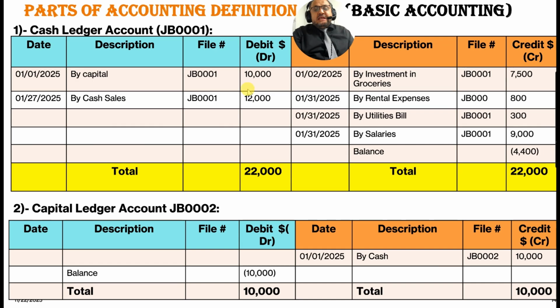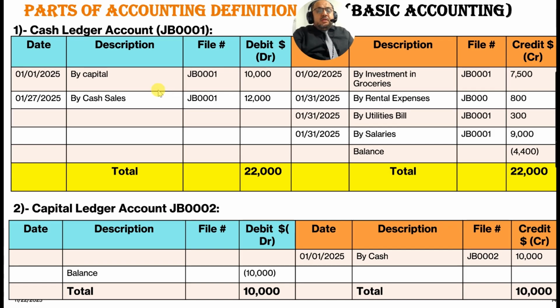So I have separated both sides of the ledger account, the debit side and the credit side. I gave them two different colors for distinguishing each side from the other. The debit side is colored turquoise, and the credit side is colored orange.